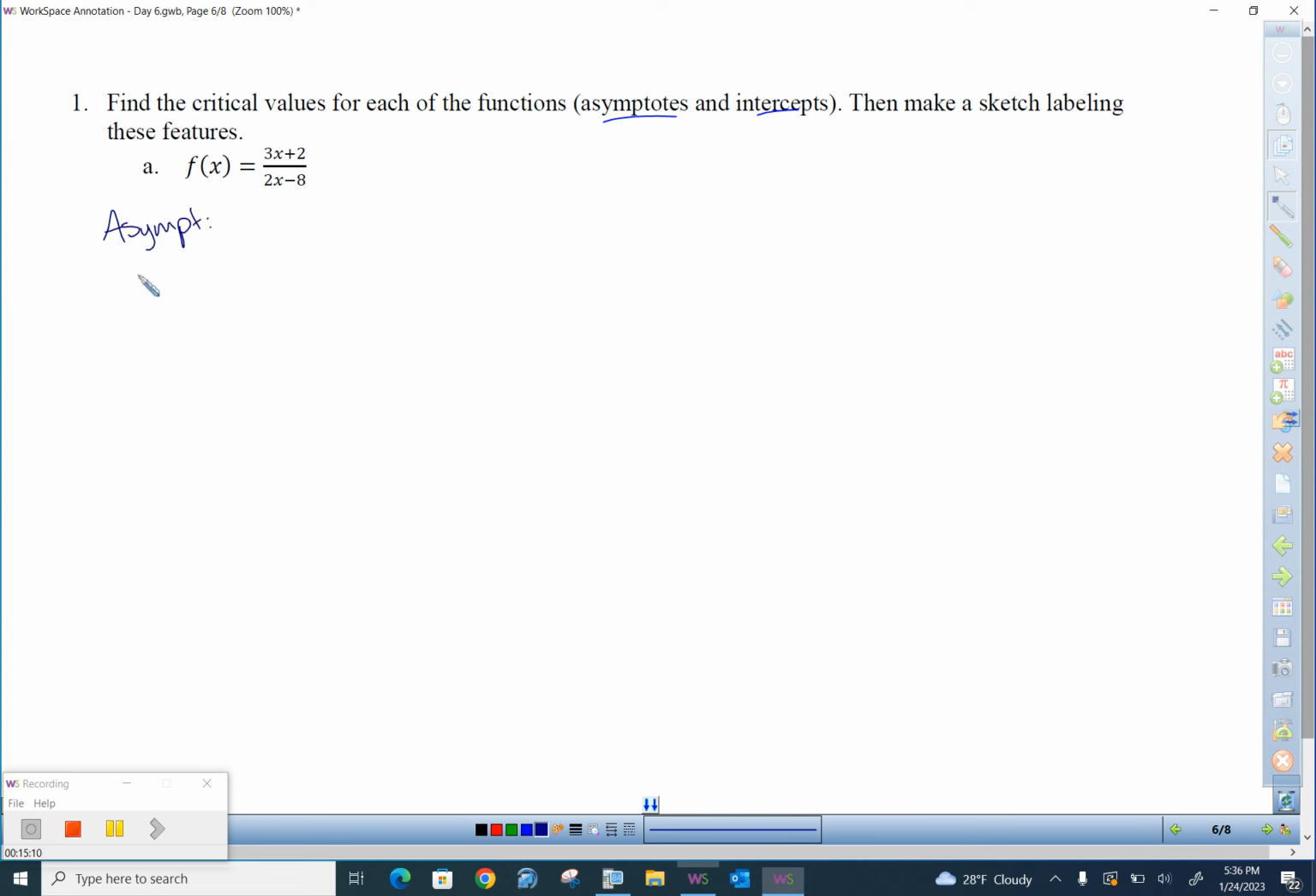Okay, so vertical, it comes from a restriction in the domain, so you're going to set this thing equal to 0. So just below here, 2x minus 8 equals 0. You're going to get so good at this where you don't have to write it out, but I do recommend writing it out for this. When we solve, 8 goes over, and x equals 4.